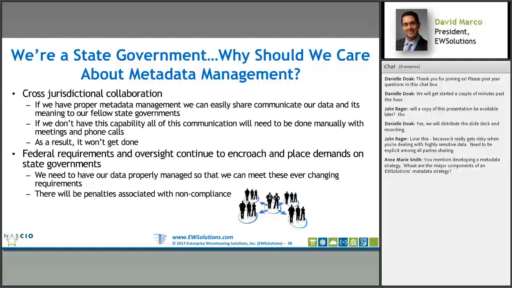Let me get into Anne-Marie's question on developing a metadata strategy, and I'll go over it quickly. When you look at developing a metadata strategy, the first thing you need to do is conduct an assessment of what your environment looks like. We need to look at, hey, what are we doing well and what are we not doing well?